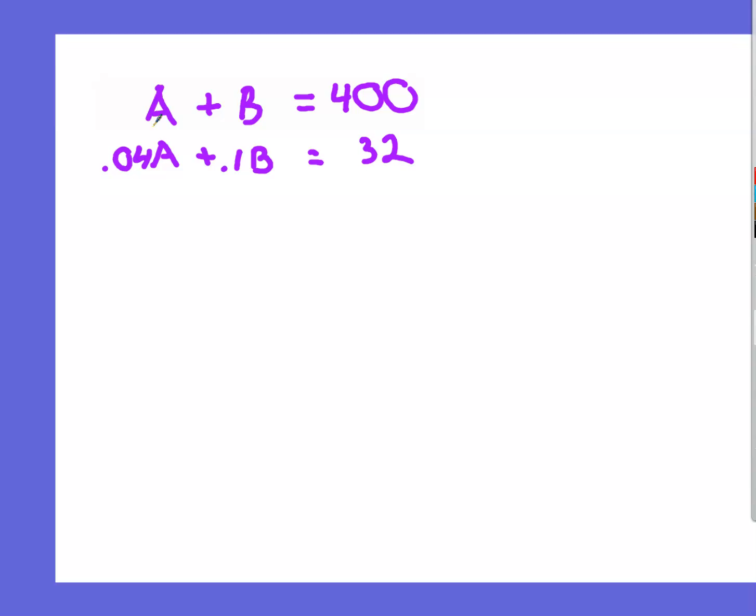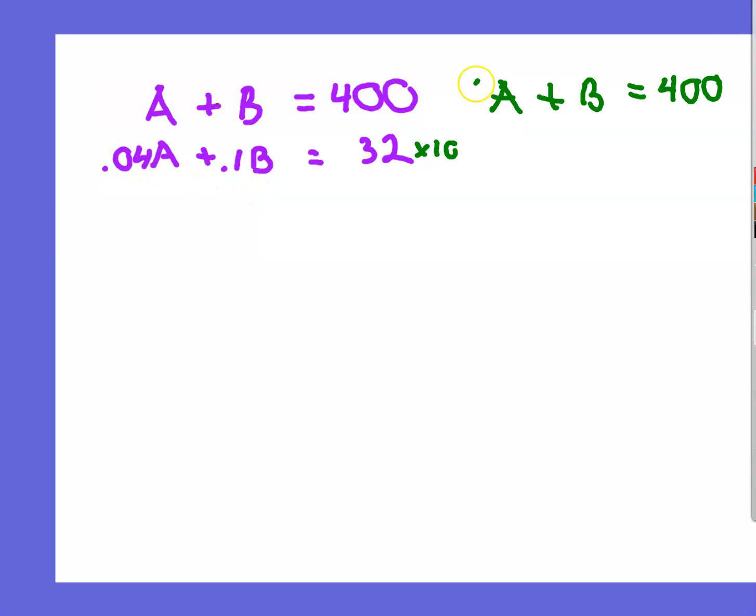And here's what I think I'm going to do. I'm going to leave this first equation alone, just as A plus B equals 400. And then I'm going to multiply this equation by 10. Now you might wonder, why 10? Well, if you take 0.1 and multiply it by 10, doesn't it become 1? So I'm going to multiply everything in this equation by 10.